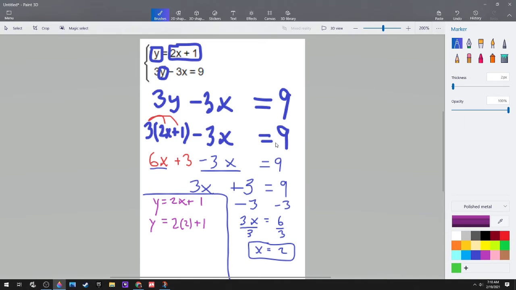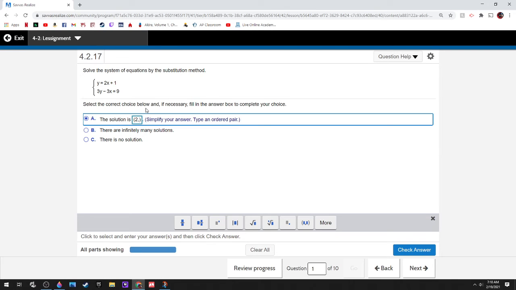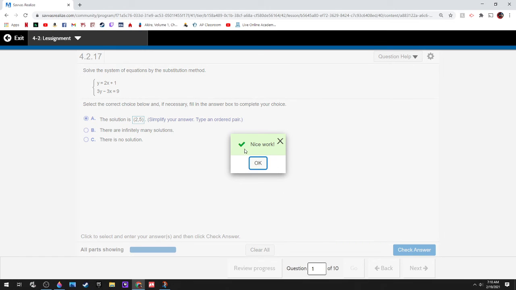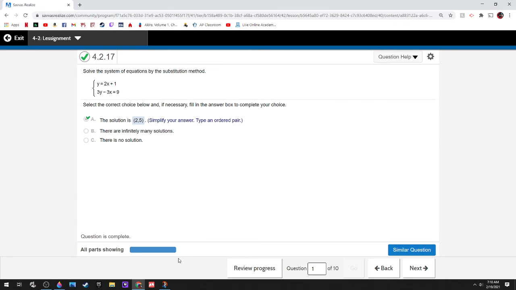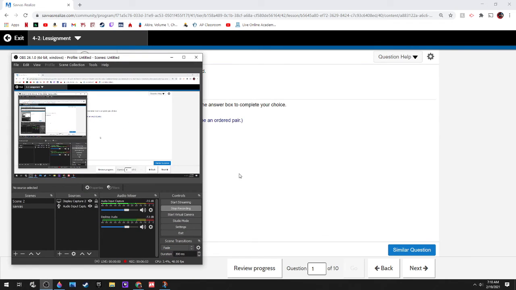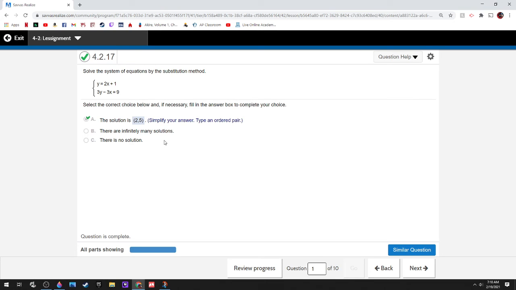And you can use your calculator for all this arithmetic, right? So 2 times 2 is 4, plus 1 is 5. So now I know y is 5. So x is 2, y is 5. So that lets me write my final answer as x comma y, 2 comma 5. That is the short version of everything you need to understand today.